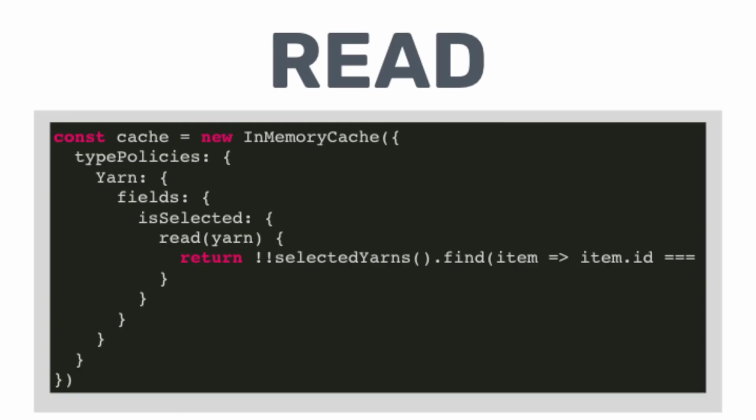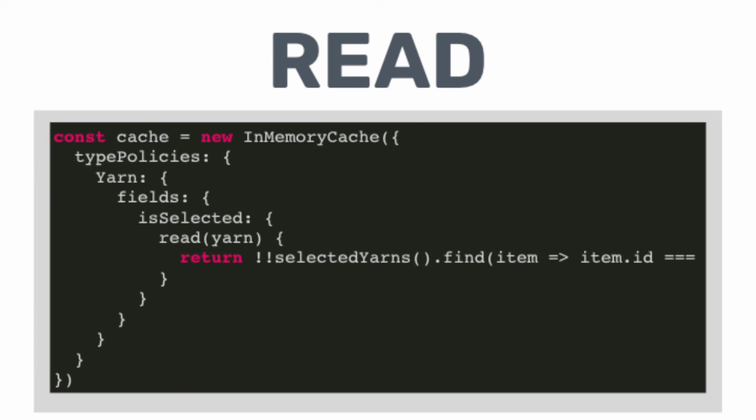What we'll be doing here is adding an isSelected field for the yarns, because we have these selected yarns in this reactive variable, but we also want to show in the list whether a particular yarn is selected. So we are defining an isSelected field policy for a yarn. And field policies, as said, are defined within type policies, and they are defined when initializing the cache in Apollo Client.